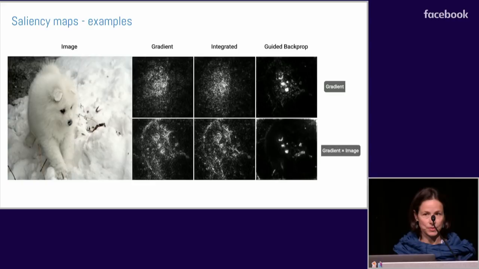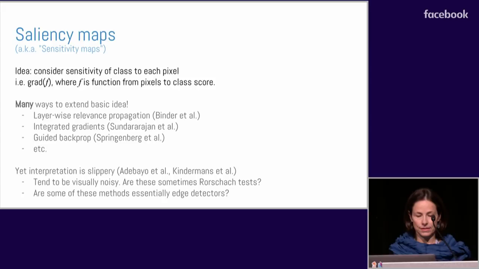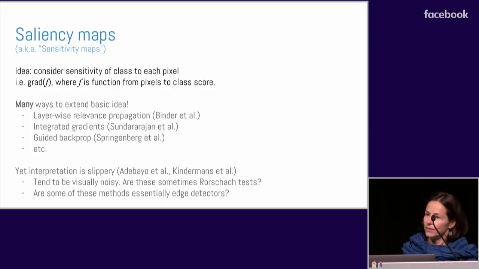So the idea with saliency maps is to consider the sensitivity of a class to each pixel, right? And there, as I was saying, there are many different ways that people have extended that initial idea, that basic idea. There's layer-wise relevance, there's integrated gradients, guided backprop, et cetera. One thing to keep in mind, though, is that these can be sometimes deceiving. You know, they tend to be visually noisy.